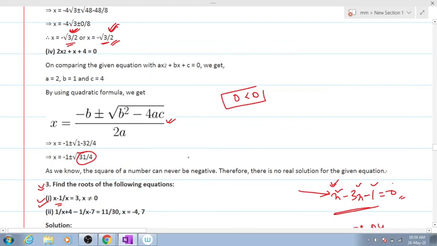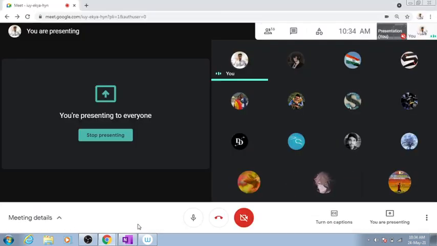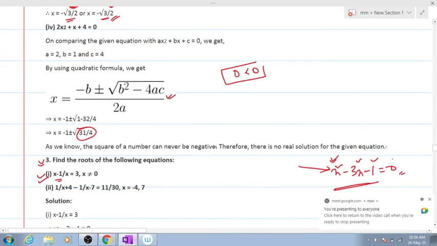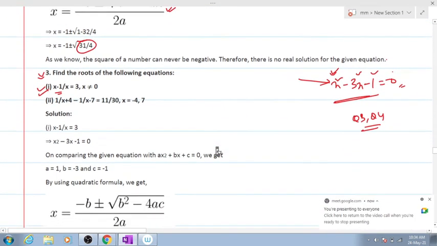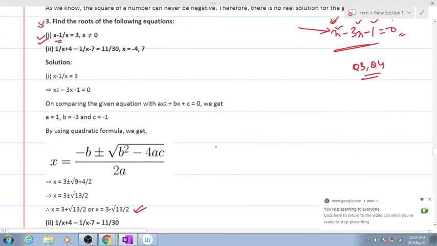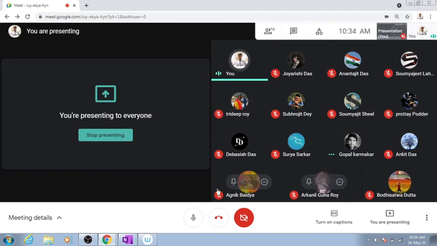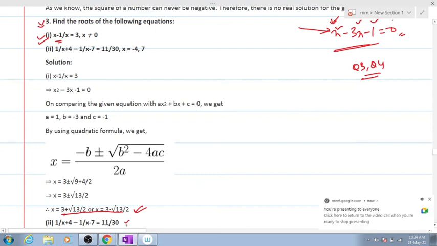Now I hope people are done with the first question. Can anybody tell me the answer for the first question? 3 is part 1. 3 plus minus root over 13 by 2. How many have got this answer? Agnik, Trideep, Gopal. Okay, do question number 2.